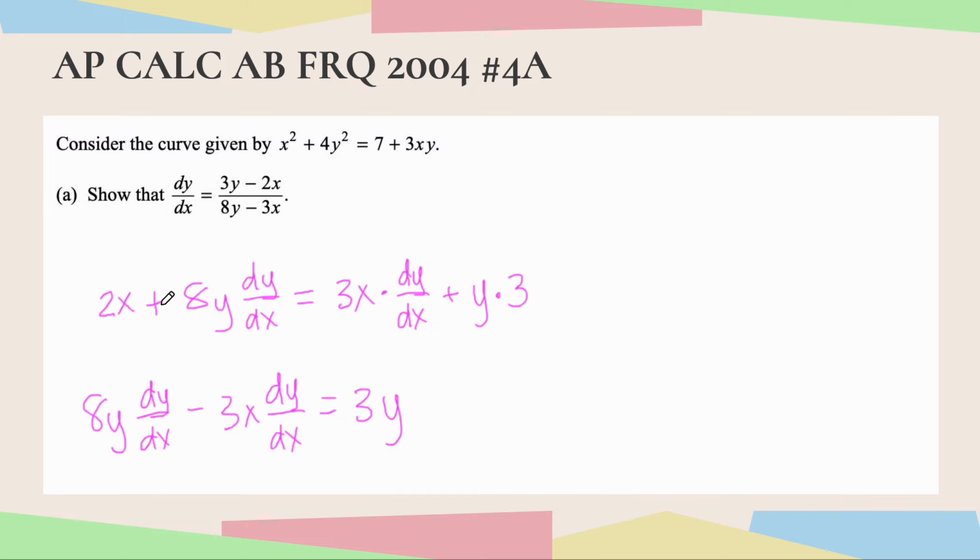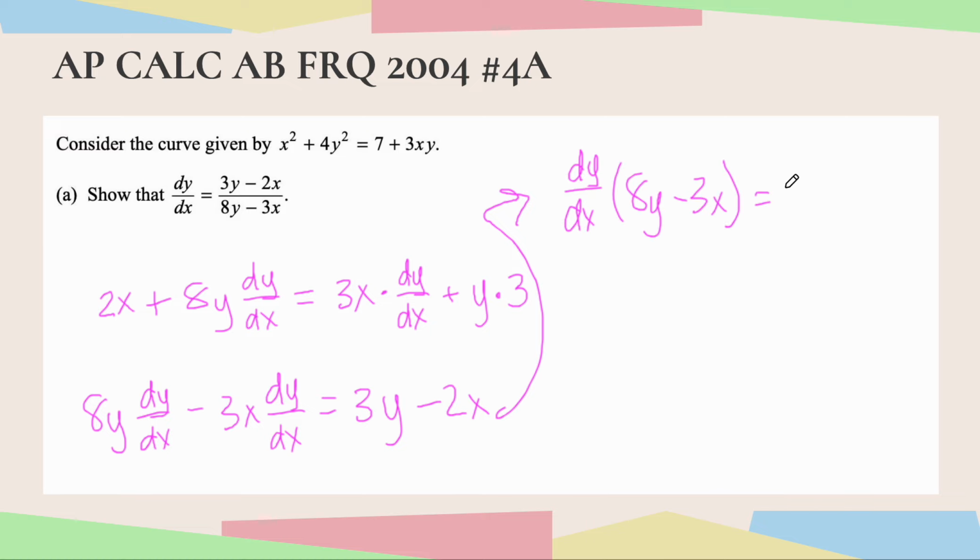And then I'm going to subtract this 2x term over, so minus 2x. Now I'm going to factor out dy/dx on the left-hand side. So moving up here, I would get dy/dx times 8y minus 3x equals 3y minus 2x.